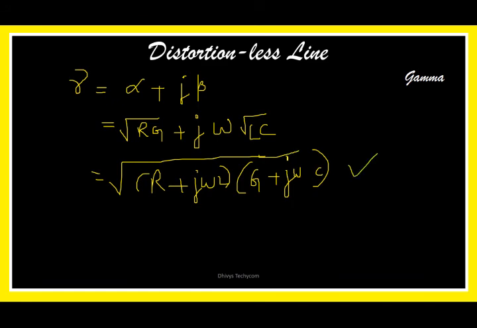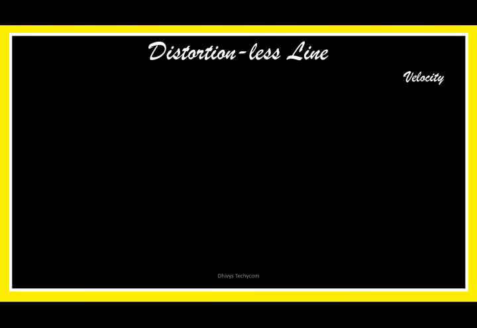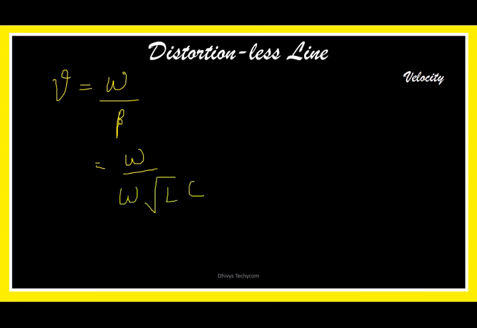Fine. Now it's time to derive the velocity term. We know velocity is represented as omega divided by beta. So we know the beta value. We have derived it in the previous slides: omega into root LC. So now let us cancel the same terms, omega at the numerator and denominator, and you'll have 1 divided by root of LC. So this is the velocity in terms of the distortion-less condition.